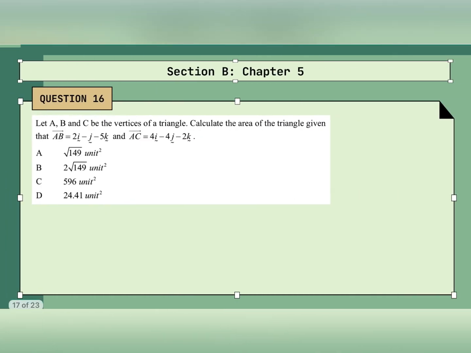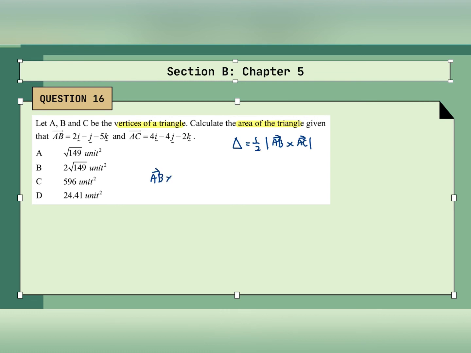Next, question 16. A, B and C are the vertices of a triangle. Okay, vertices of a triangle. Calculate the area of triangle given that AB is here and AC is here. Okay, so area of triangle. Okay, triangle punya area sama dengan half kepada AB cross AC. Magnitude dia. Okay, so kenapa lah tulisan saya buruk sangat ya? Kejap. Okay, so we need to find the magnitude of AB cross AC dahulu.